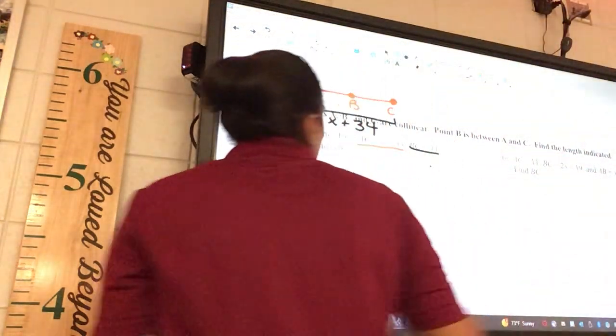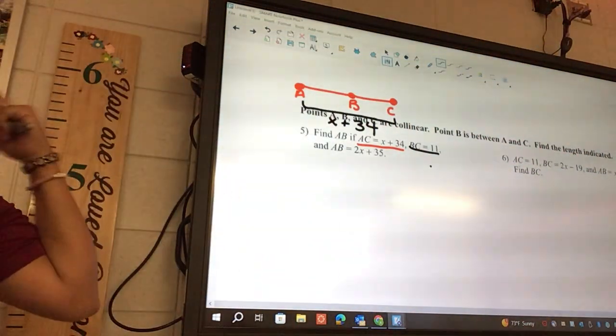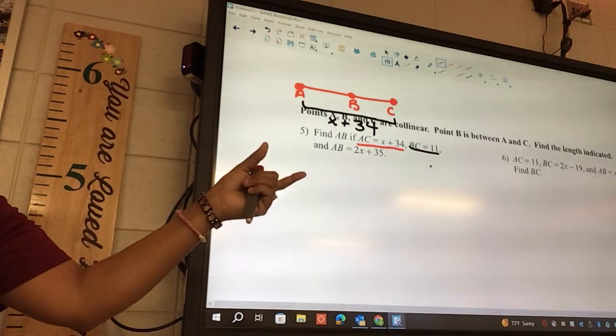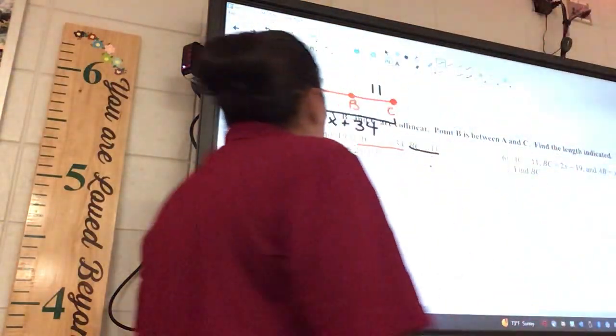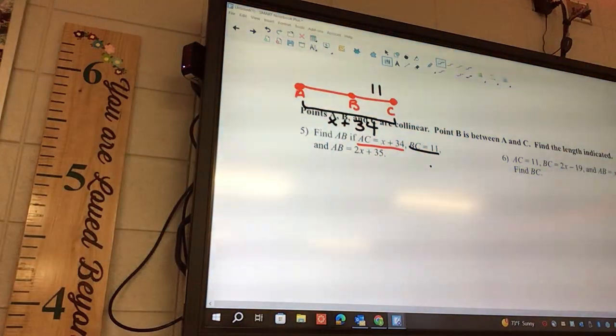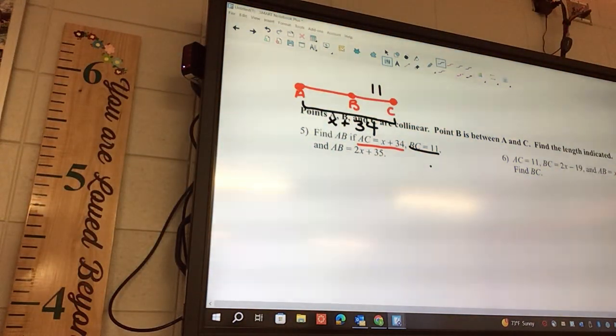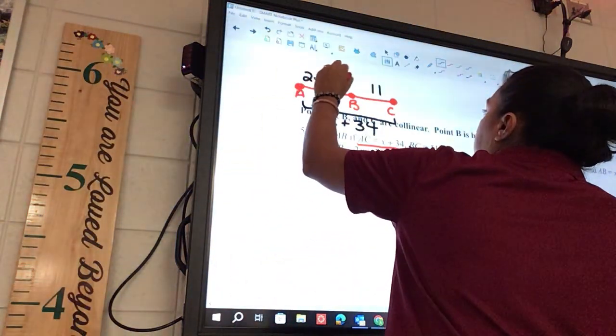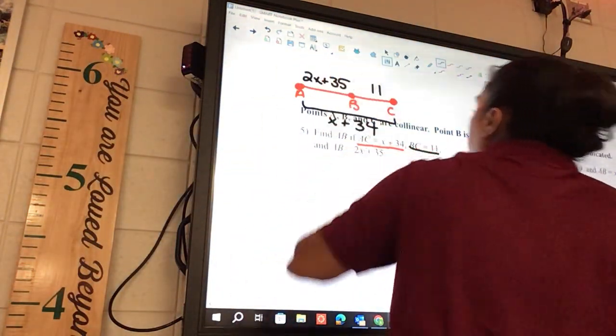BC is 11. Where is BC? Is that going to be the small on the left or the small on the right? The small on the right. That means it's going to be up here. And AB, where's that? The left, on the small. 2x plus 35.